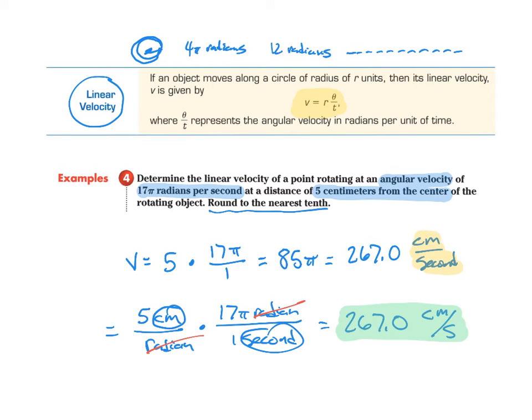And again, the way we did that is we took the length of the radius times the angular velocity. We're counting out essentially how many radiuses we can cover in a second, and that's 267 centimeters. We can cover 267 centimeters in a second, traveling at that angular velocity of 17 pi radians per second with a radius of 5 centimeters.